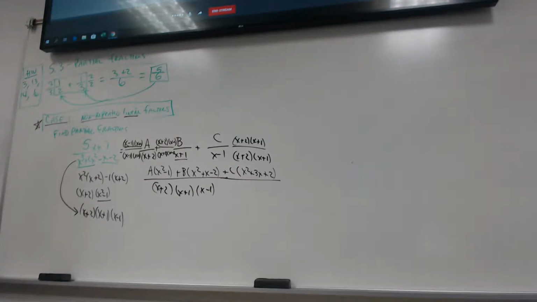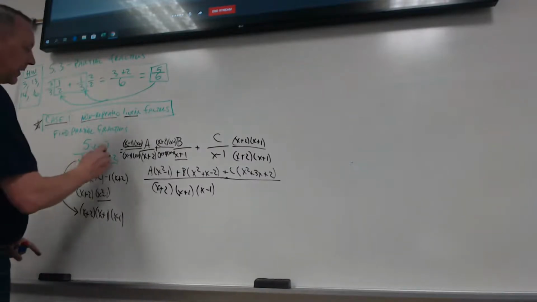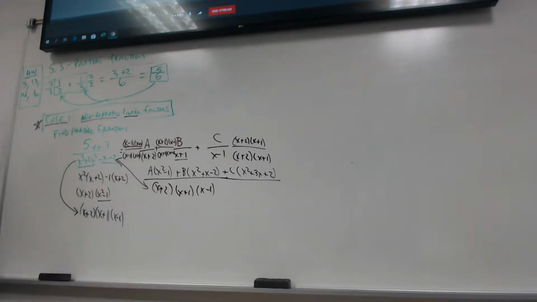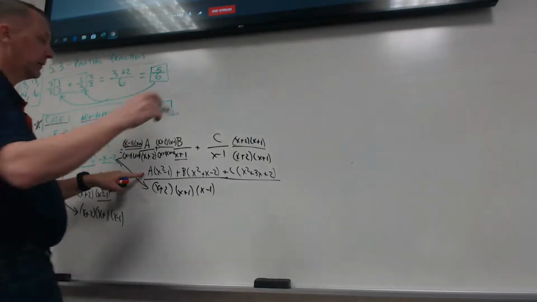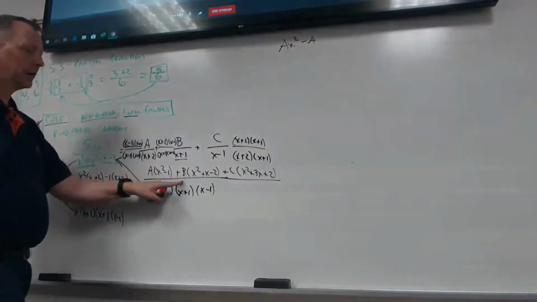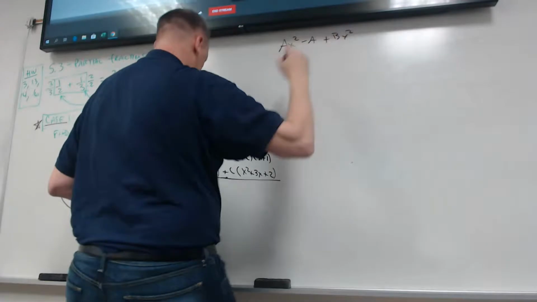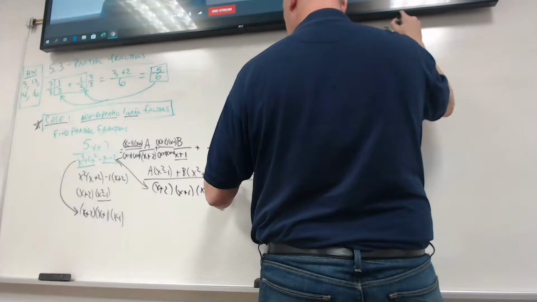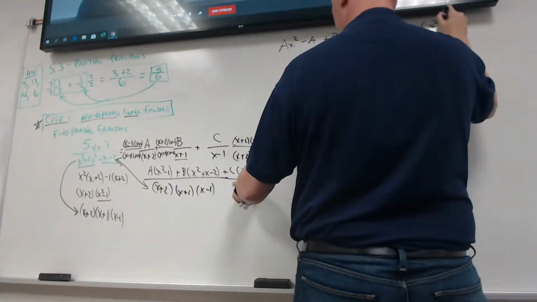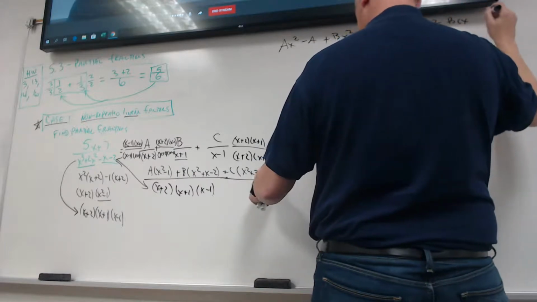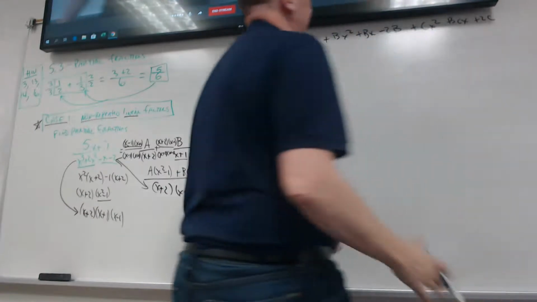So far, so good? Have I lost anybody? Okay. So at this point, now my denominators are the same. I'm going to ignore the denominator for now. I'm just going to FOIL this out. And so this becomes ax squared minus a plus bx squared plus bx minus 2b plus cx squared plus 3cx plus 2c.